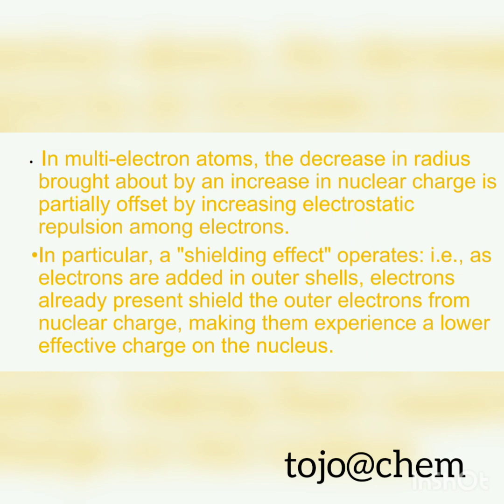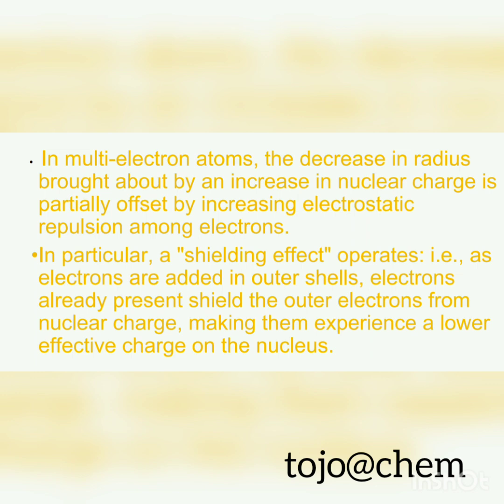When we consider the case of a multi-electron system, we know that the decrease in atomic radius brought about by an increase in nuclear charge is partially offset by the increase in the electrostatic repulsion among the electrons. But in the case of single electron systems, such electrostatic repulsion is not present. In particular, the shielding effect operates when the electrons are in the outer shells.